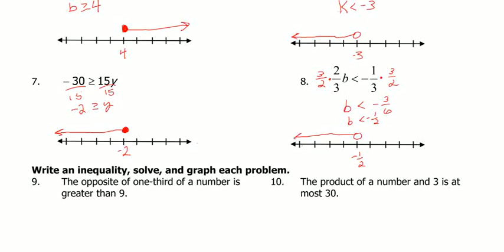Okay, so some of y'all are probably wondering, is there any way to check these? Well, yes, there is. There's always a way to check your work. Okay, on this, something that you could do for number 8 is a number that is smaller than negative 1/2 would be negative 1, right? Take negative 1 and plug it in. Is negative 2/3 less than negative 1/3? Yes, it is. So I know that this is, at least, if it's not exactly correct, it's very close.